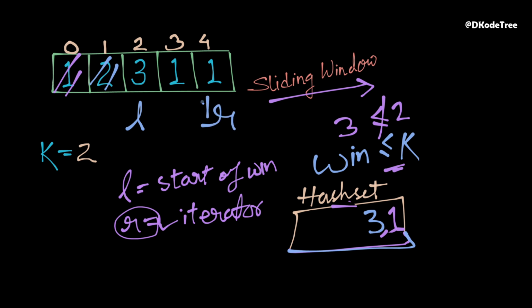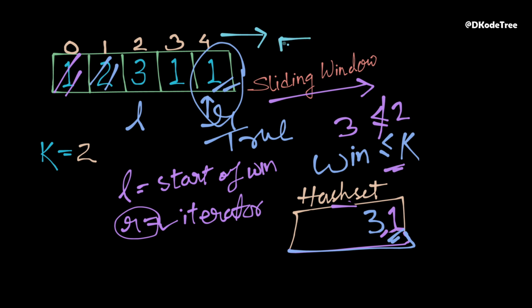Now we are at index 4 where we see another 1, and this time we can see that 1 is already present in our hash set. So we can say that we have found a nearby duplicate and we can return true. If after completion of the scan still we haven't found any nearby duplicate, then we would have returned false.